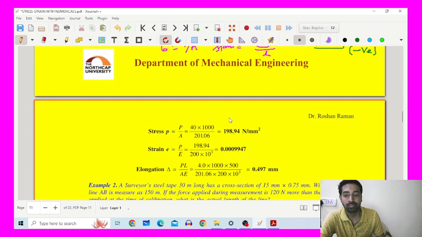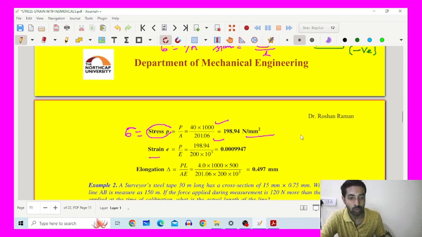The first part is that we have to calculate stress. In most books the symbol used is sigma. So sigma equals P upon A, which comes out in Newton per mm square. Again, strain: when you study Hooke's law, it says that modulus of elasticity is equal to stress upon strain.